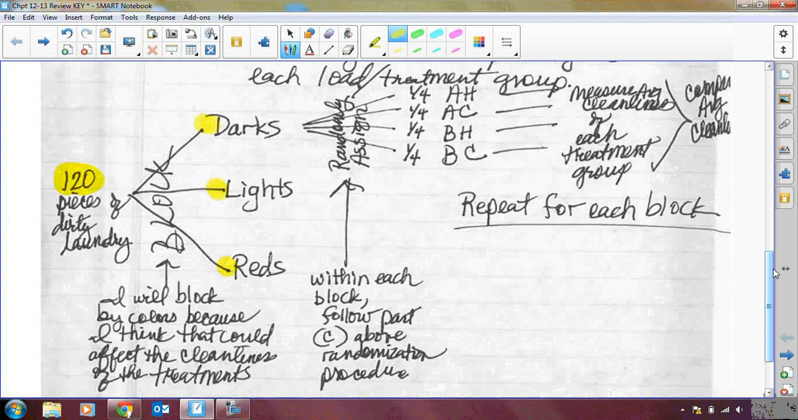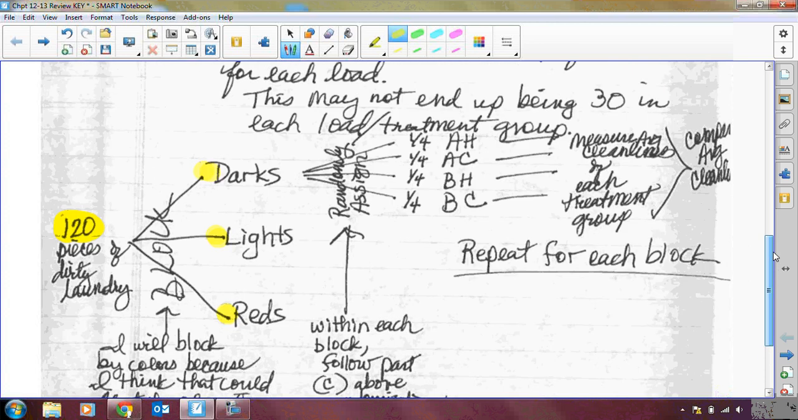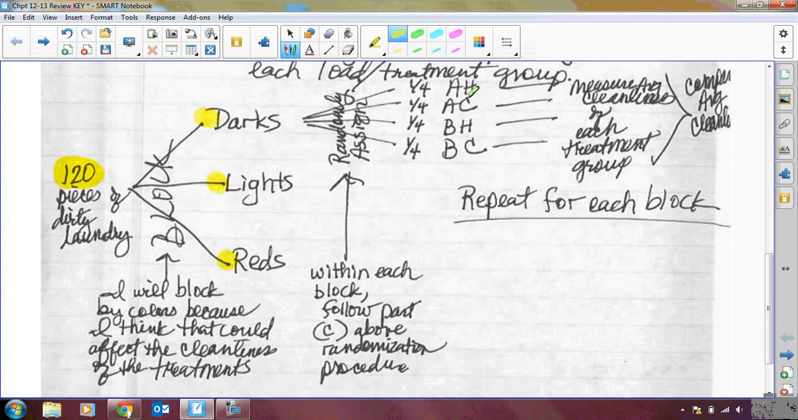Now, I'm going to do a completely thorough job right here on one of these blocks. I'm going to take the darks. I'm going to randomly assign, and I'm going to take a fourth of the group and put them in brand A with the hot, a fourth of the group, brand A with the cold, a fourth of the group, B with hot, and a fourth of the group B with cold. See, and I don't know how many that is. I'm just having to take this fourth of the group.